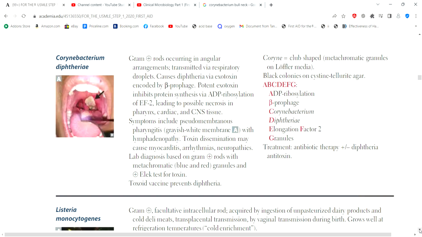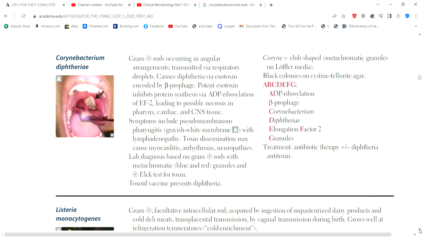The potent exotoxin inhibits protein synthesis by ADP ribosylation of elongation factor 2, leading to possible necrosis in the pharynx, cardiac tissue, and CNS tissue. So, Corynebacterium uses a potent exotoxin that inhibits protein synthesis by ADP ribosylation of EF2, leading to possible necrosis in the pharynx, cardiac tissue, and CNS tissue.